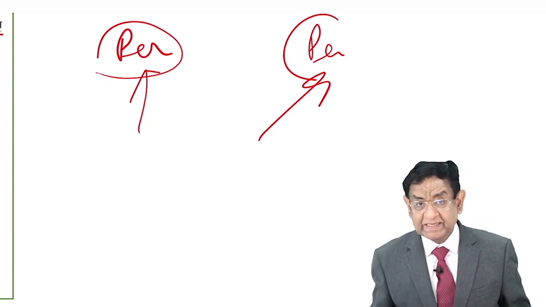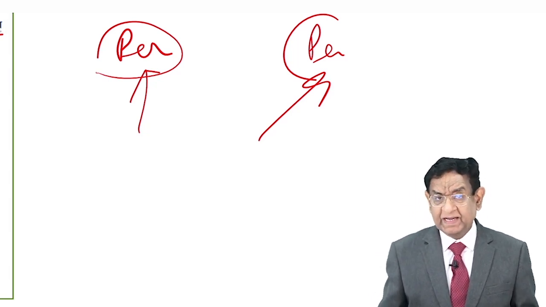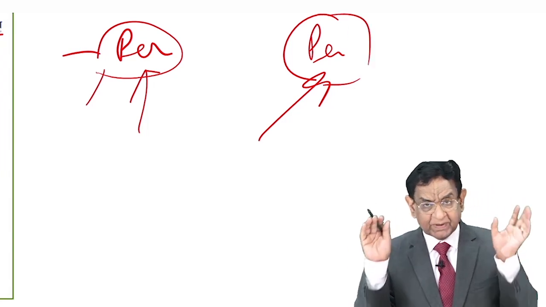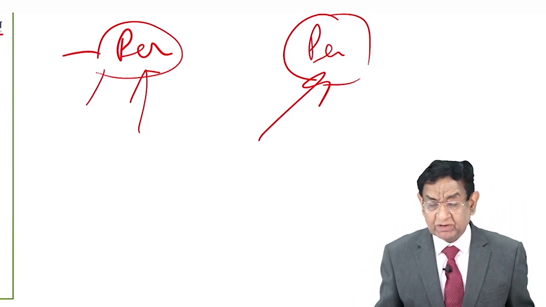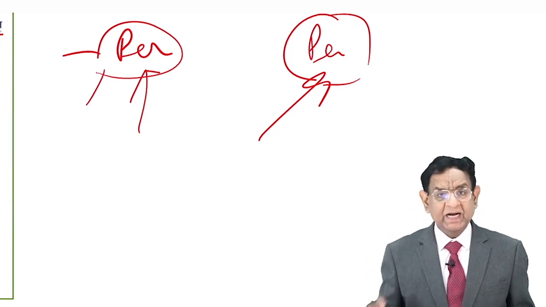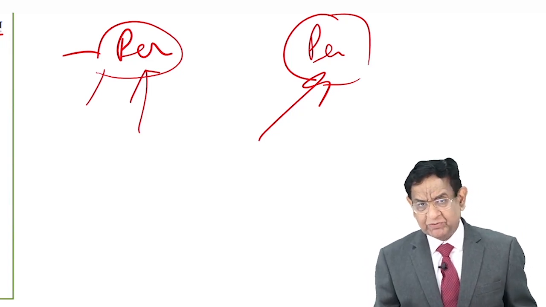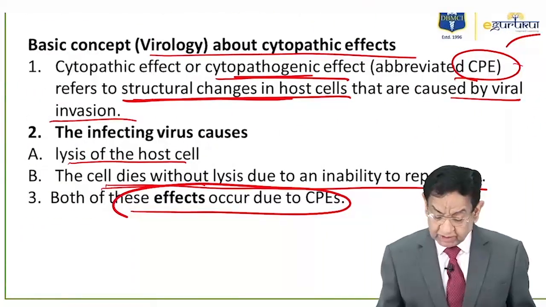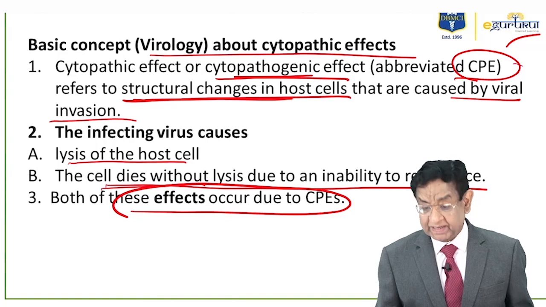Similarly, exactly the same thing in cytopathic effect. Either they will do the lysis of the cell, or they will create such a situation that the cell will not multiply, and ultimately it will die a natural death. I hope you understood. With this simple day-to-day example, you could understand the basic concept of the so-called cytopathic effect done by the viruses.